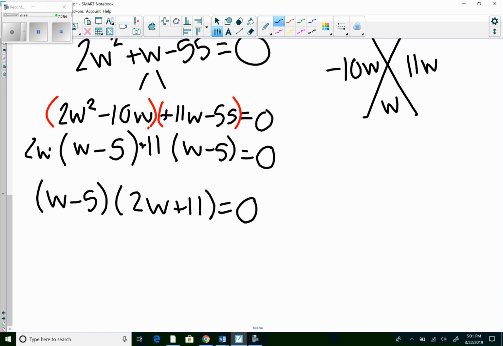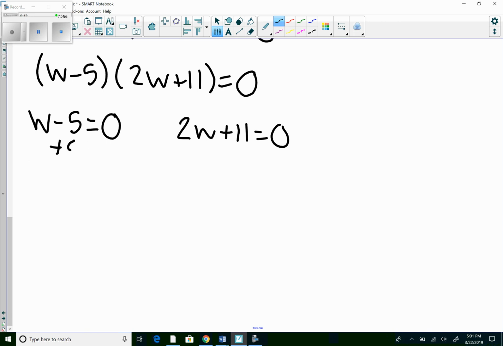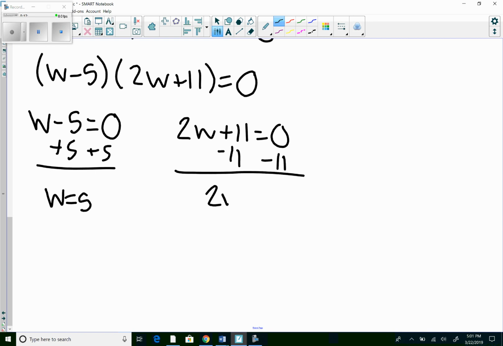So now with that zero product property that we've talked a lot about the last couple of days, I can take this W minus 5, set it equal to 0, and then 2W plus 11, set that equal to 0, and then just solve. So let's take this one, let's add 5 to both sides. And then for this one, it's going to be a two-stepper, so I have to subtract 11. That's going to equal negative 11 divided by 2. So W equals negative 11 halves, or negative 5.5.